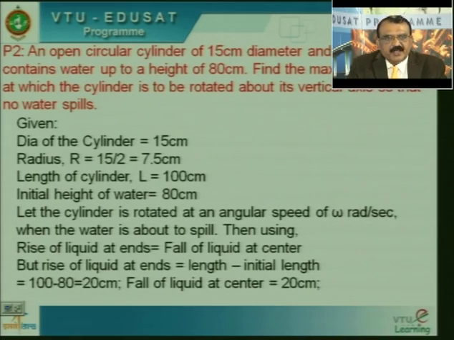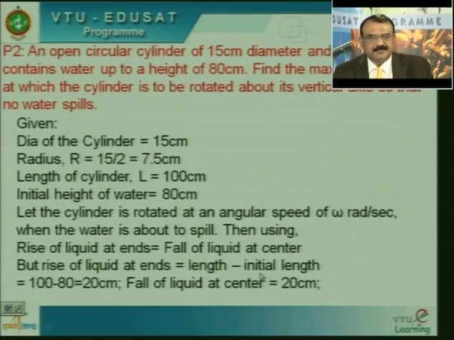That is what I put in the next step. Rise of liquid at the ends is equal to the total length of the cylinder minus the initial length. That is, total length is 100 and the initial level is 80, therefore it is 20 centimeter. That is, the fall of liquid at the center is 20 centimeter, or the rise of liquid at the ends is 20 centimeter.